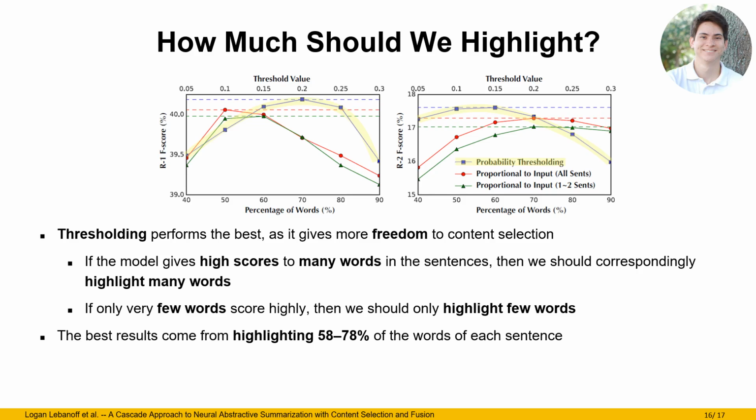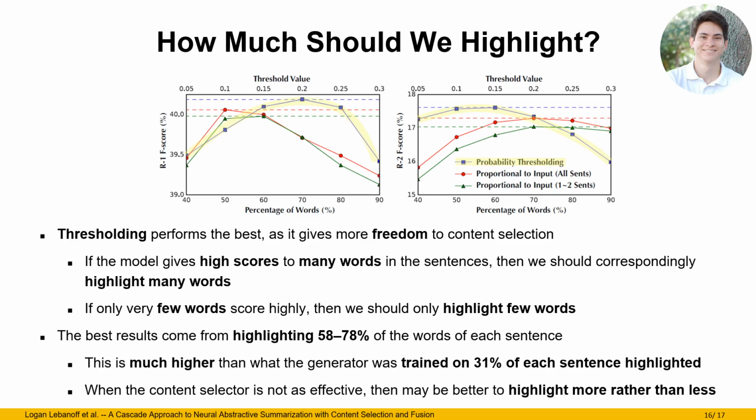We also find that the best results come from highlighting 58 to 78% of the words of each sentence. This is much higher than what the fusion model was trained on, which is about 31% of each sentence highlighted. And so what this shows us is that when the content selector is not as effective, then it may be better to highlight more rather than less.